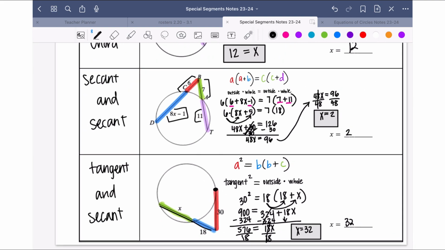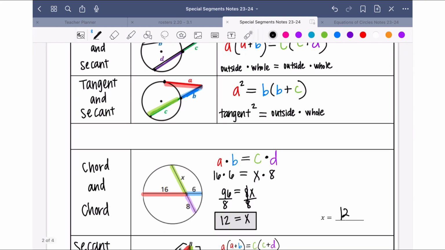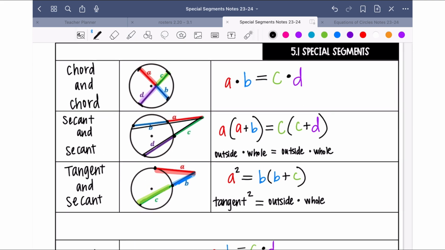You now have all the examples filled out and the formulas, and there is a Delta Math to work on, okay? Thank you.